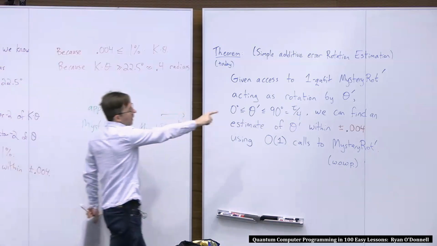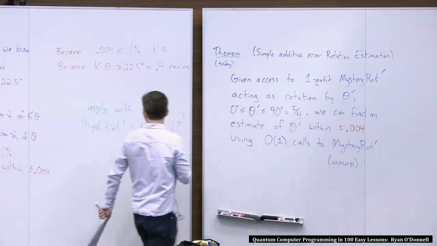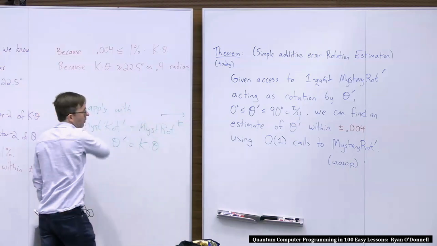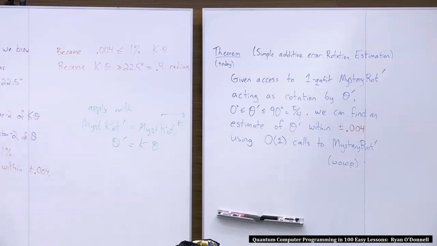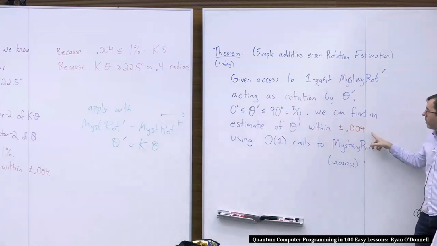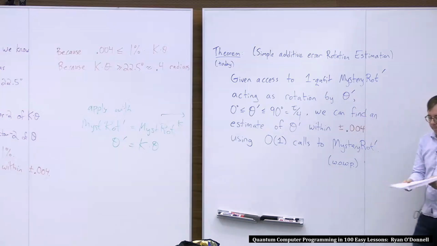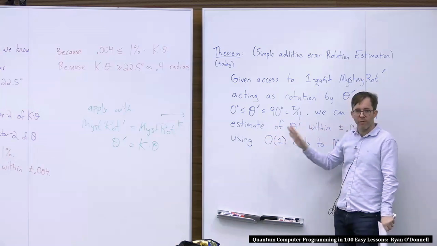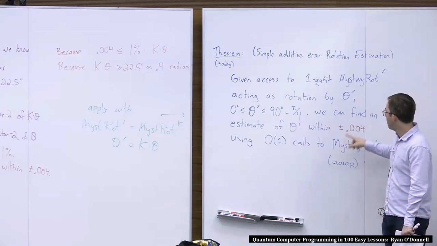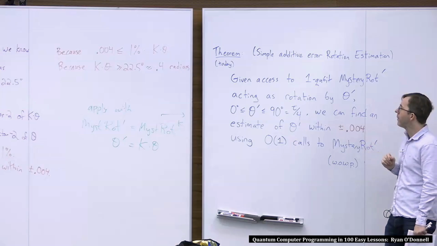And it's assumed to be acting by some rotation theta prime. So theta prime, when we apply this theorem, will be k times theta from over here. That's between 0 and 90 degrees. And so this theorem that we'll prove relatively soon will estimate this angle of rotation theta prime to within plus or minus 0.004 as desired. And this theorem will need to make a number of calls to the mystery rotator, which is an absolute constant, a totally fixed constant. It'll be around 100,000, but that's a constant. That's completely fixed, depends only on this error.